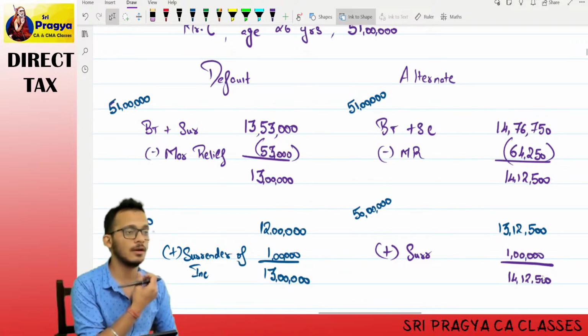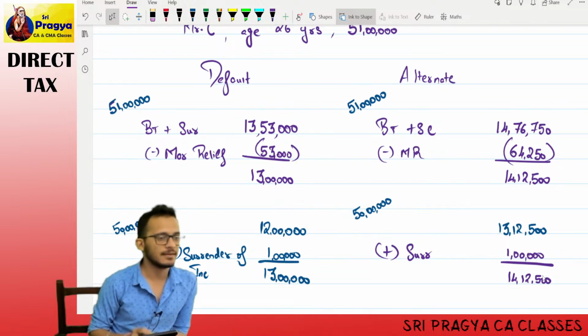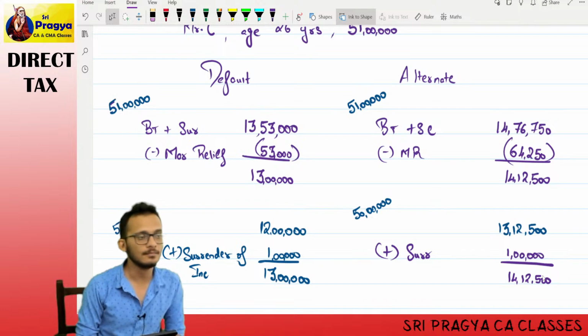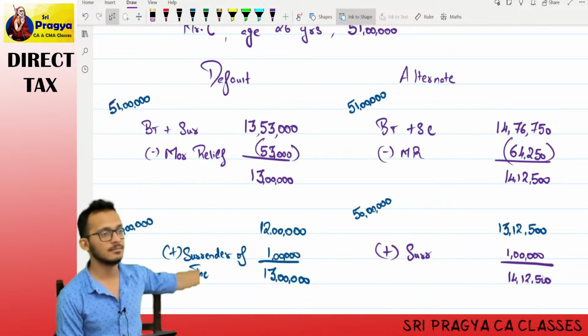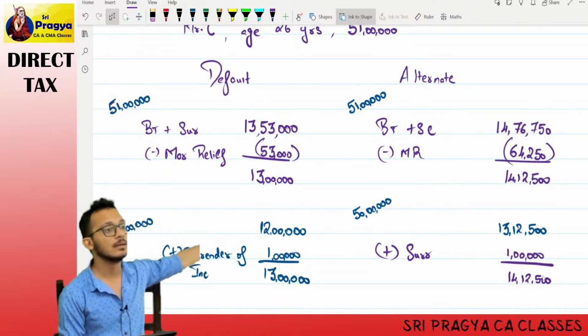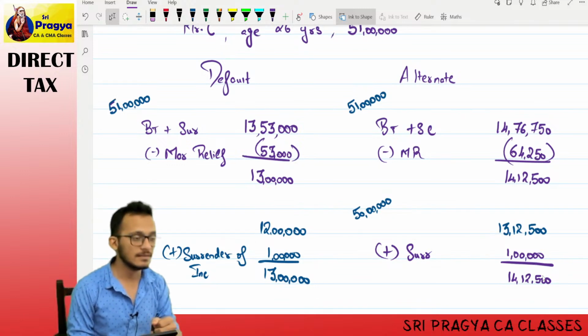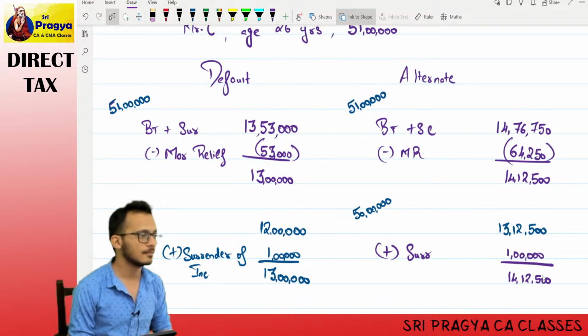This concept is called marginal relief. Tell me, Rahul, why am I giving this marginal relief to you? Because the problem got created because of surcharge. Very good. The problem got created because of surcharge.